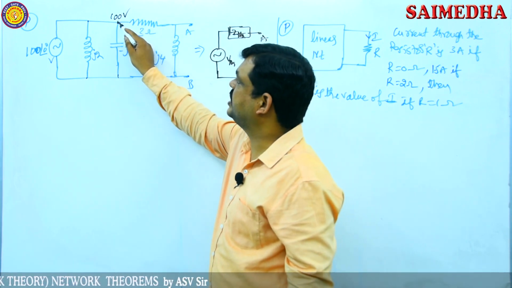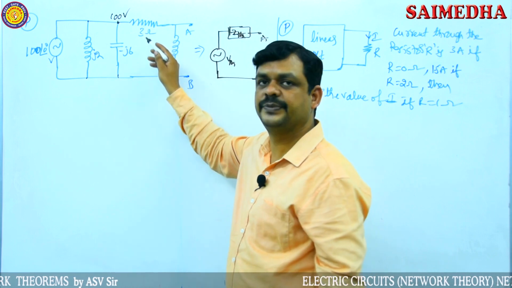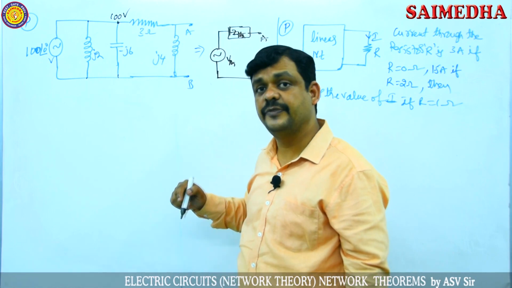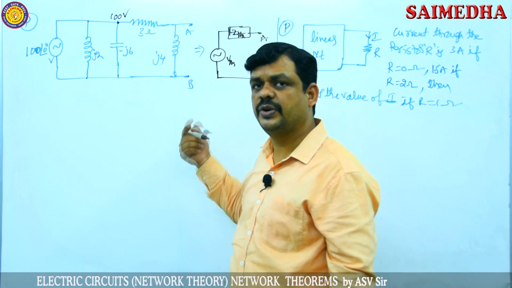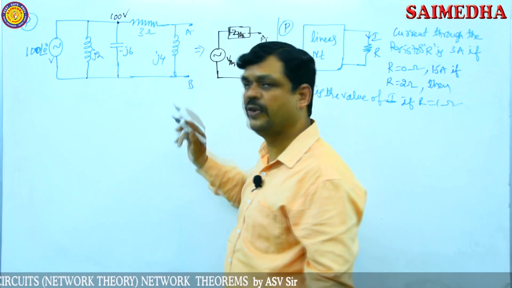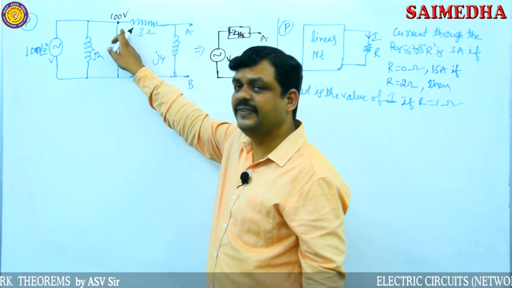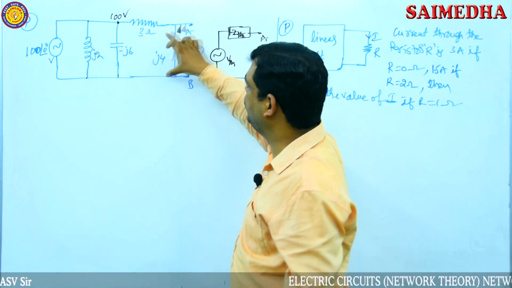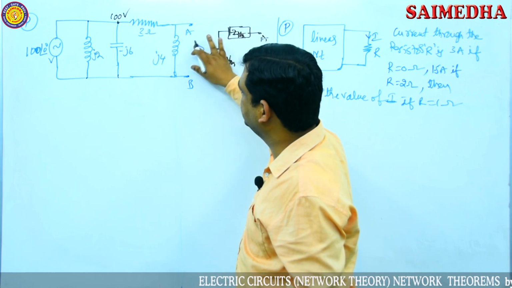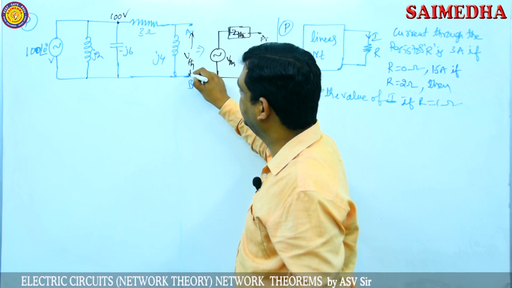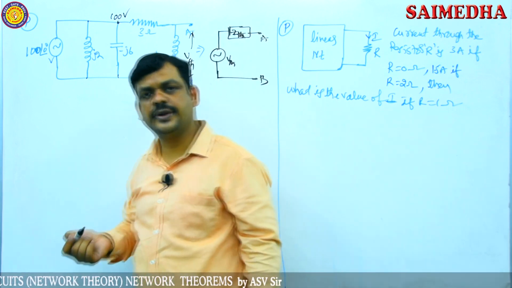This 100 volts is divided across two elements here. One element is the 3 ohm resistor, another element is the J4 inductance. Now I am taking it as an impedance: J4 ohms. Two impedances are connected in series and excited with the 100 volt source. Then we want the voltage across these two points. This voltage is also called the Thevenin's voltage, or open circuit voltage.